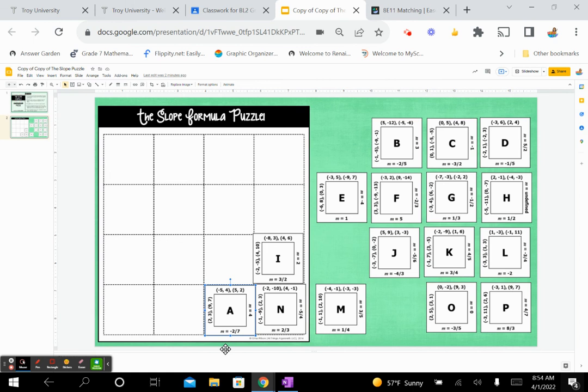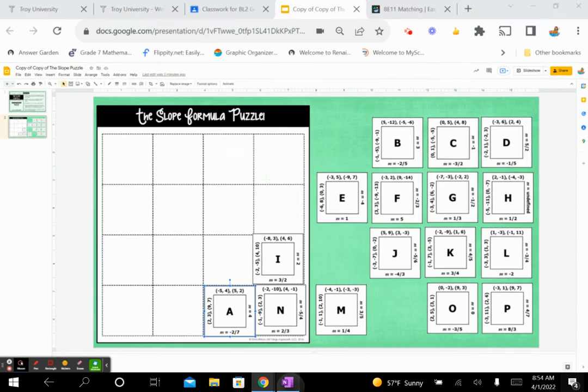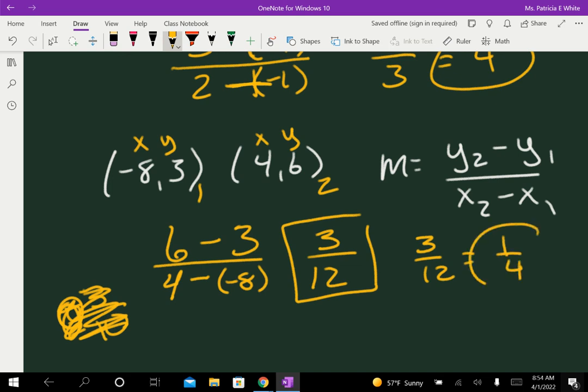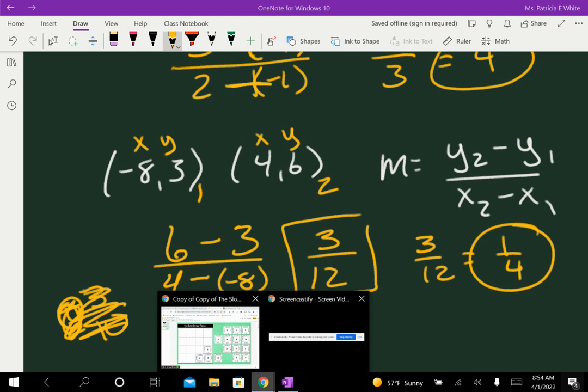Let's see. 8/3, 3/4, 1/3. Let's see. -8, 3, 4, and 6. Let's go back to our scratch work. -8, 3, 4, 6. Got those right. y2 minus y1, 6 minus 3. Oh, I did. There's where I messed up. I bet you guys found that confusing. That should be a 4, right? Minus a -8. That is a 12. I'm sorry, guys. So that's a 12. So that doesn't reduce down to 3 over 10. It comes out to 3 over 12, which is equal to 1 over 4. So that's what I am looking for, a 1 over 4.